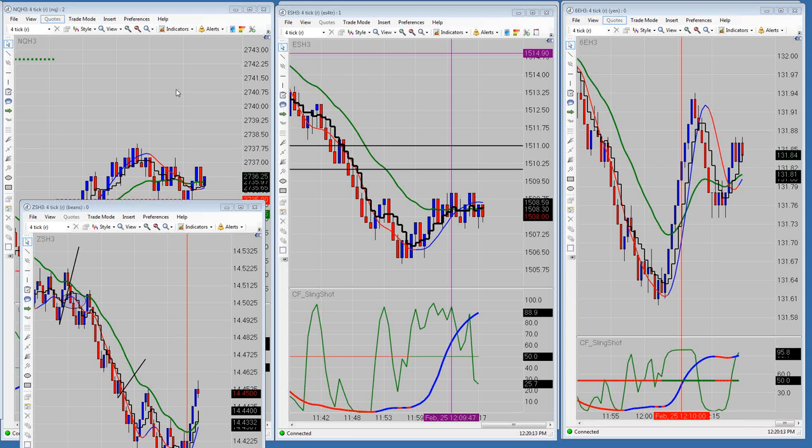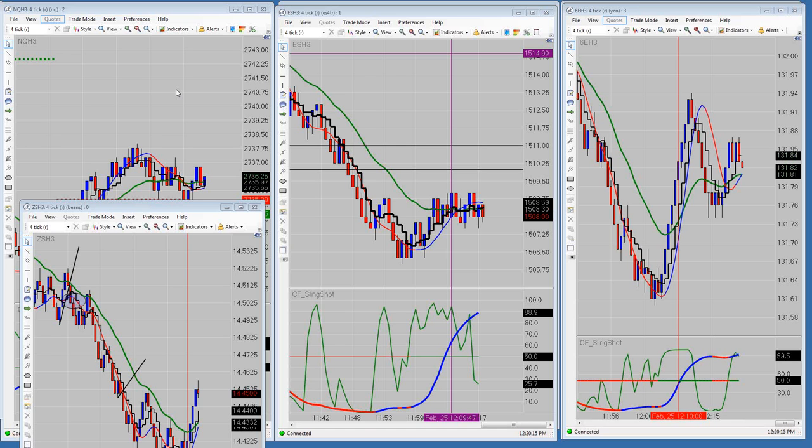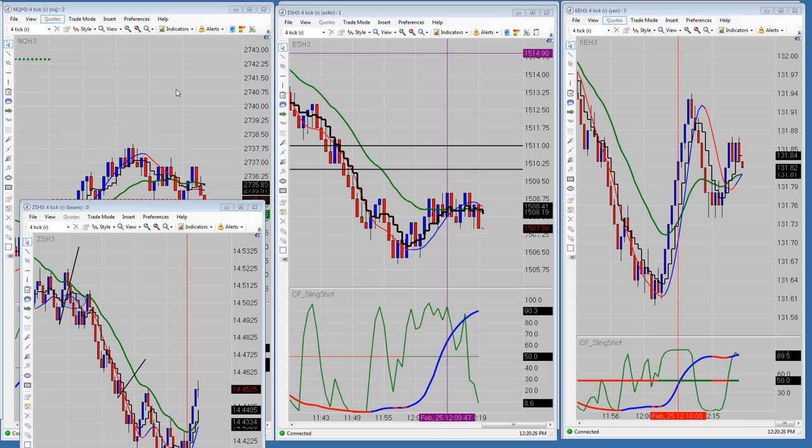We had plus 10 ticks on the Russell, plus 3 ticks on crude oil, and plus 3 ticks on natural gas. We had a couple of trades on gold. We ended up break even on gold, to get to our 2 points today.